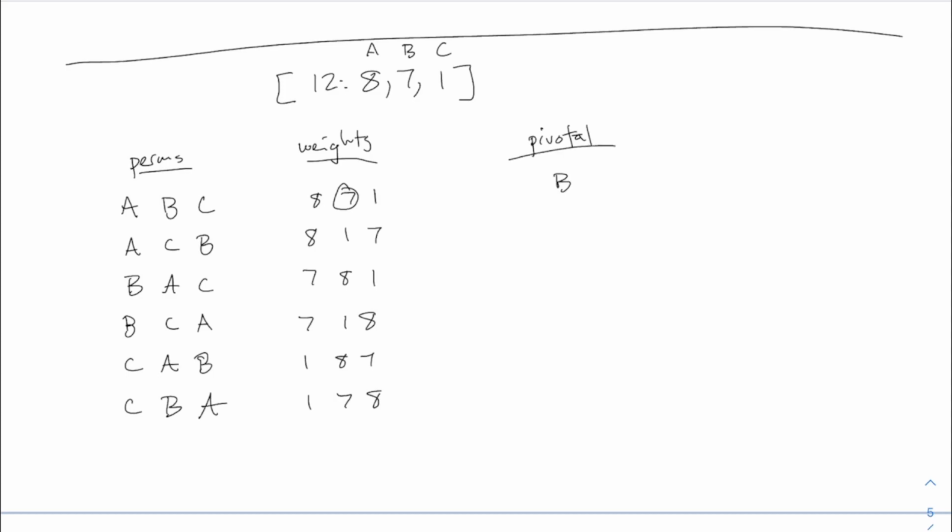First was the B. In the next line, the 8 doesn't make it. 8 plus 1 is not enough. I got to go 8 plus 1 plus 7. That's the B again. All right, the next line, 7 doesn't do it, but 7 plus 8 will make it. So 8 is the pivotal here.